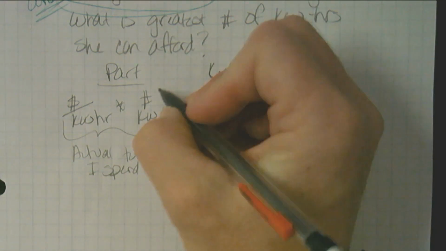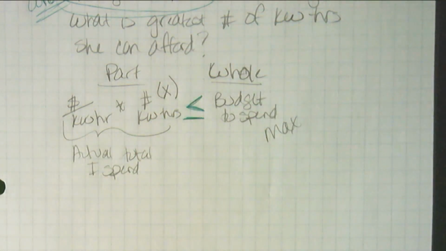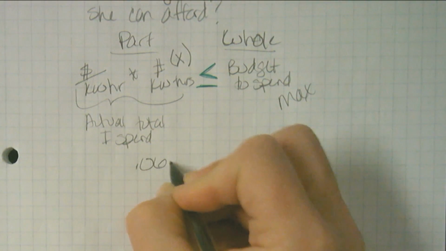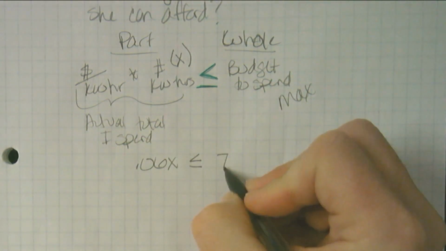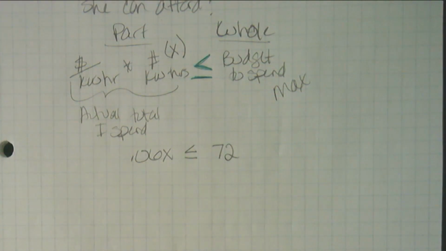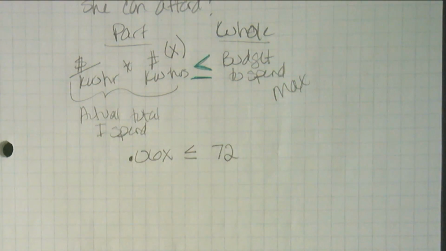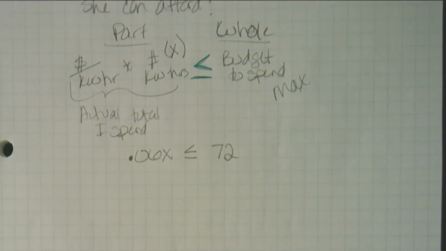Okay. So I don't know my kilowatt hours. There is my x. Always define your variable. All right, so I know I have 0.06x is less than or equal to 72. How do I solve this now? Michaela?